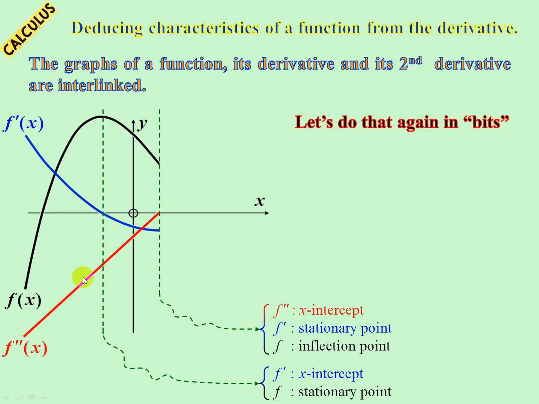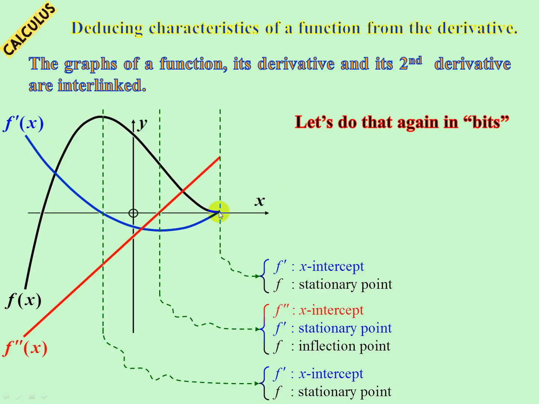But we can go further than that, because when the second derivative is 0, what does it tell us about the original? Well, it tells us that it's neither concave up nor concave down, and there's a change in concavity between concave down and concave up. So it's a point of inflection. And once again, we have the derivative 0, which means we have a turning point on the original graph. The fact that the turning point is at this point as well is merely coincidental.